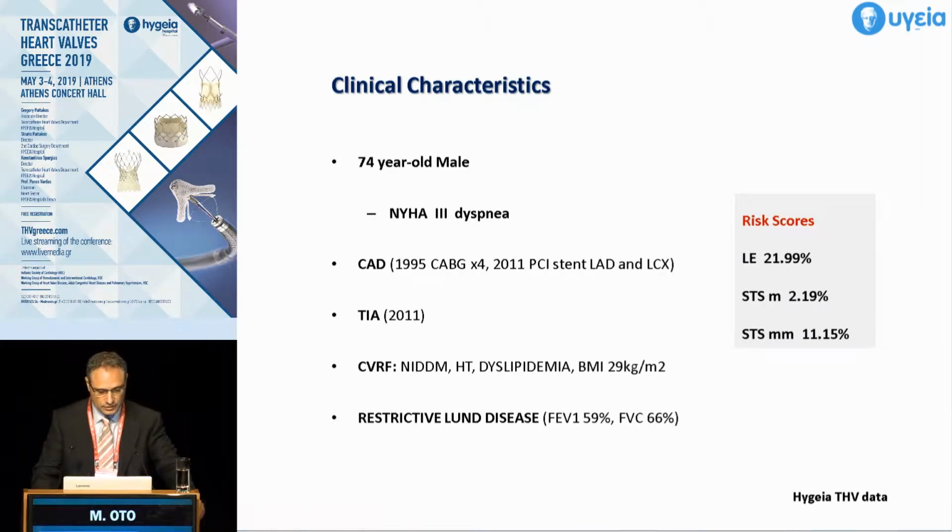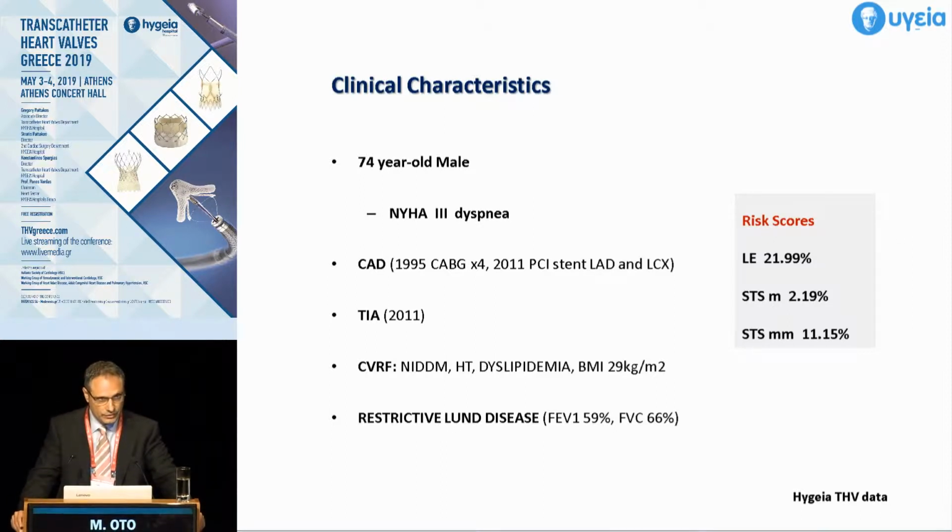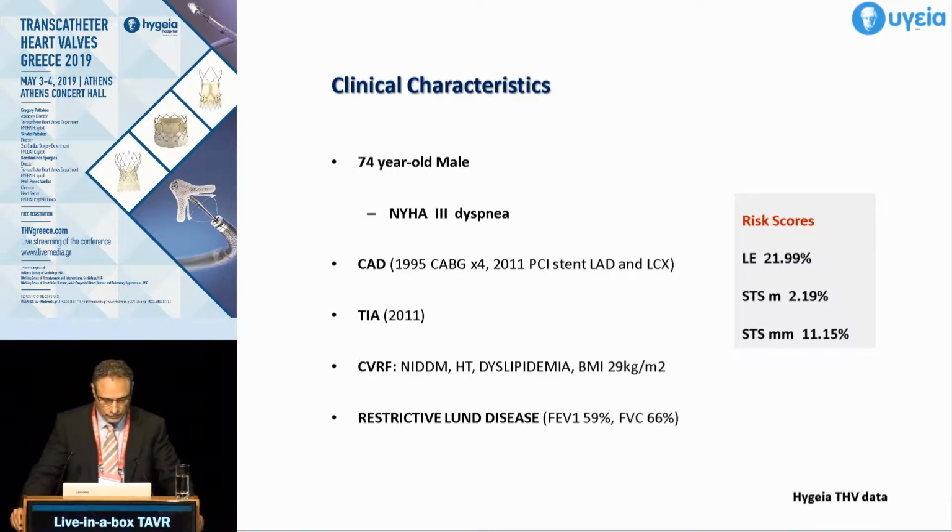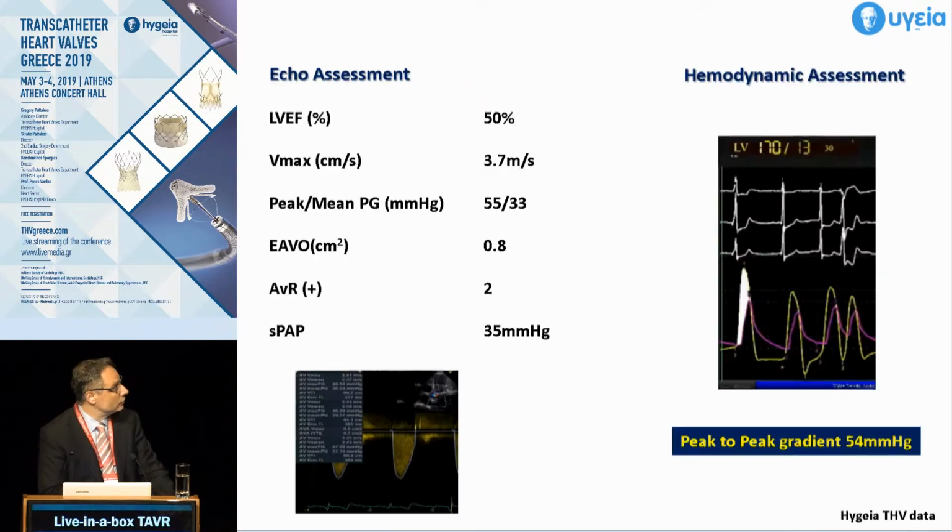And in the next minutes, we are going to present an interesting case. This is a 74-year-old male with symptoms of dyspnea, NYHA class 3, coronary artery disease, and an onset of transient ischemic attack many years ago with no residual neurological symptomatology, all the cardiovascular risk factors, including diabetes mellitus and restricting lung disease. The patient was characterized, according to the logistic Euroscore, as high surgical risk.